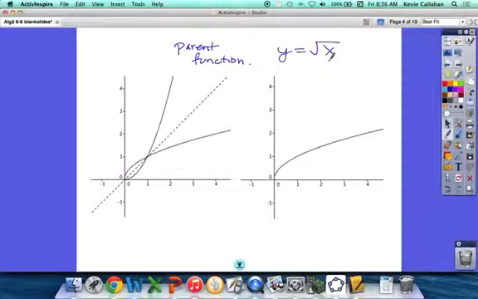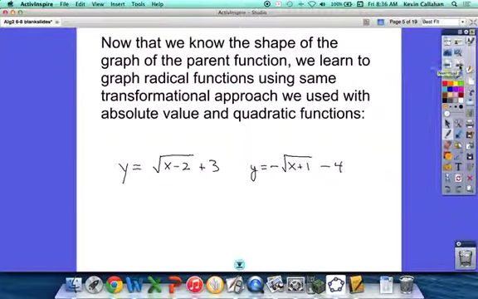Once we know that, we're going to learn how to graph these things by doing the same kind of transformational approach that we did already with absolute values and parabolas, where you just move them around with the numbers that you've added or subtracted inside or outside. If you remember when we did these before, what did it do to the graph of a function when you subtracted inside the function? Was it up, down, left, or right?